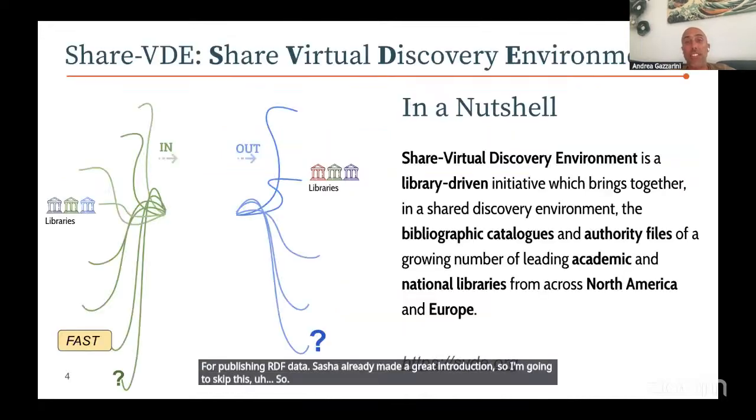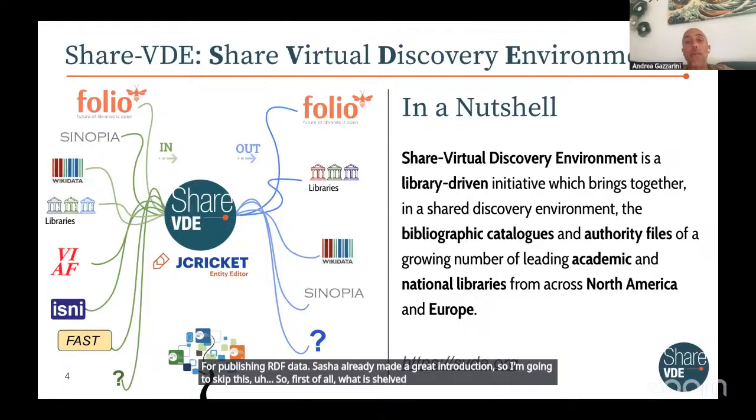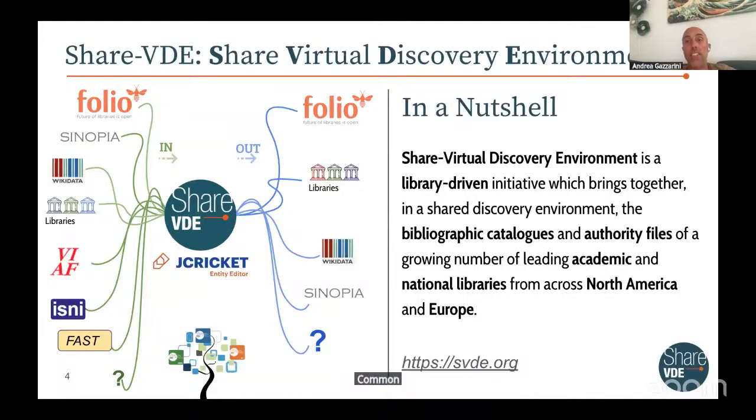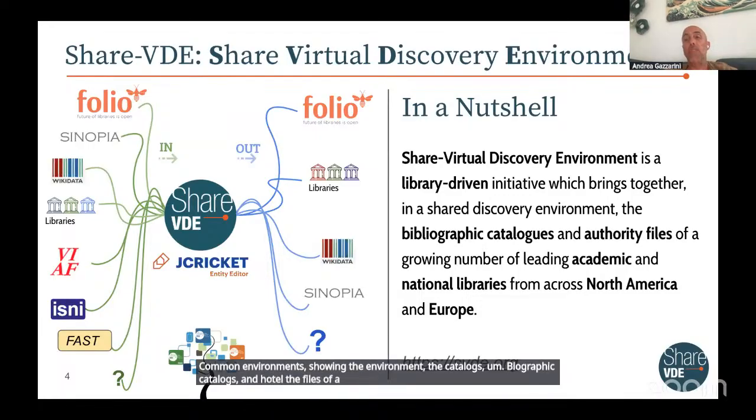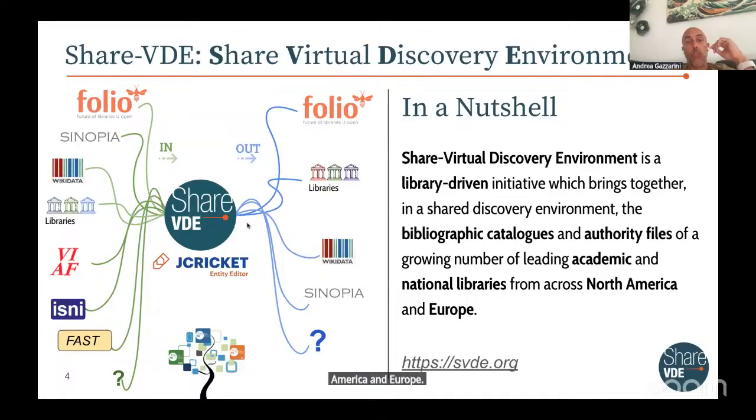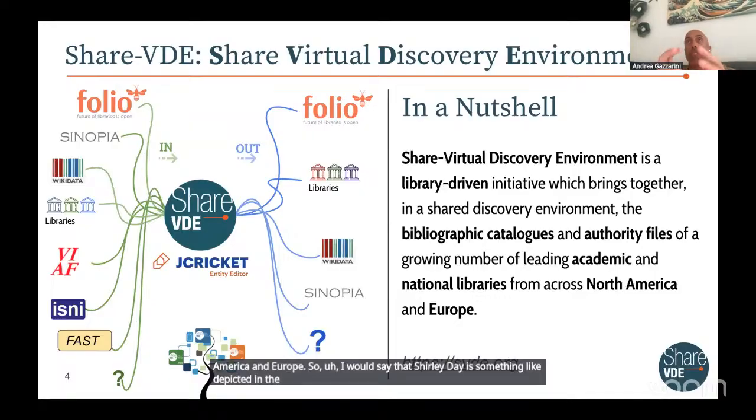So first of all, what is ShareVDE? It is a library-driven initiative that brings together in a common, shared environment the bibliographic catalogs and authority files of a consistent number of leading academic and national libraries from North America and Europe. So I would say that ShareVDE is something like depicted in the image, something that sits in the middle between the different parties.